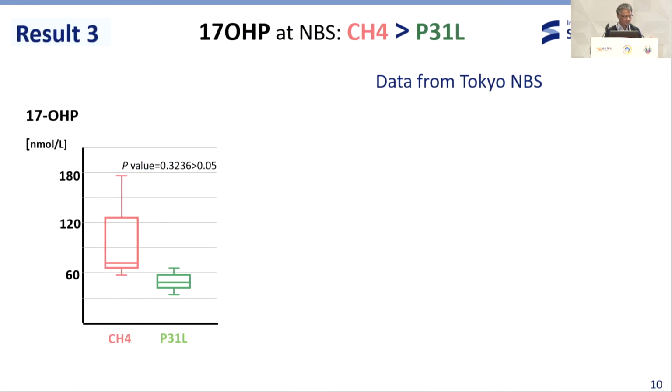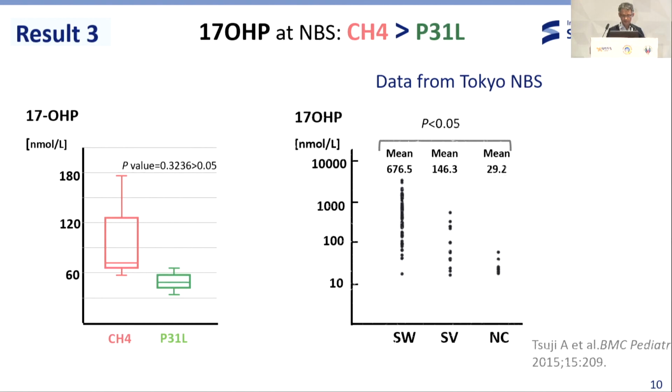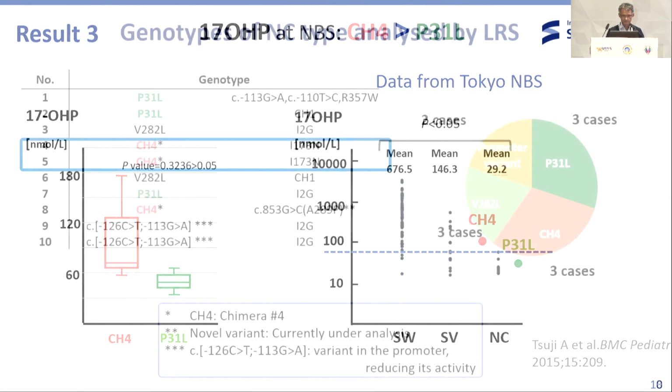So we checked the severity of CH4 using 17-OHP in our cohort. As you can see, the 17-OHP levels of CH4 are much higher than P31L. And we can put in the reference data, and CH4 is also higher than the non-classical type.